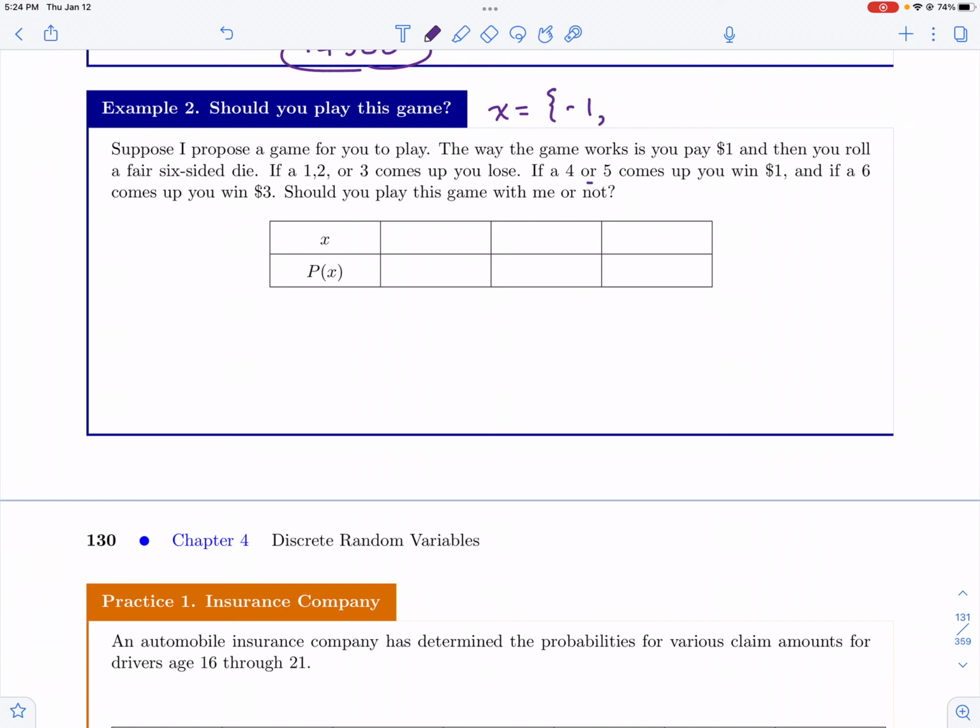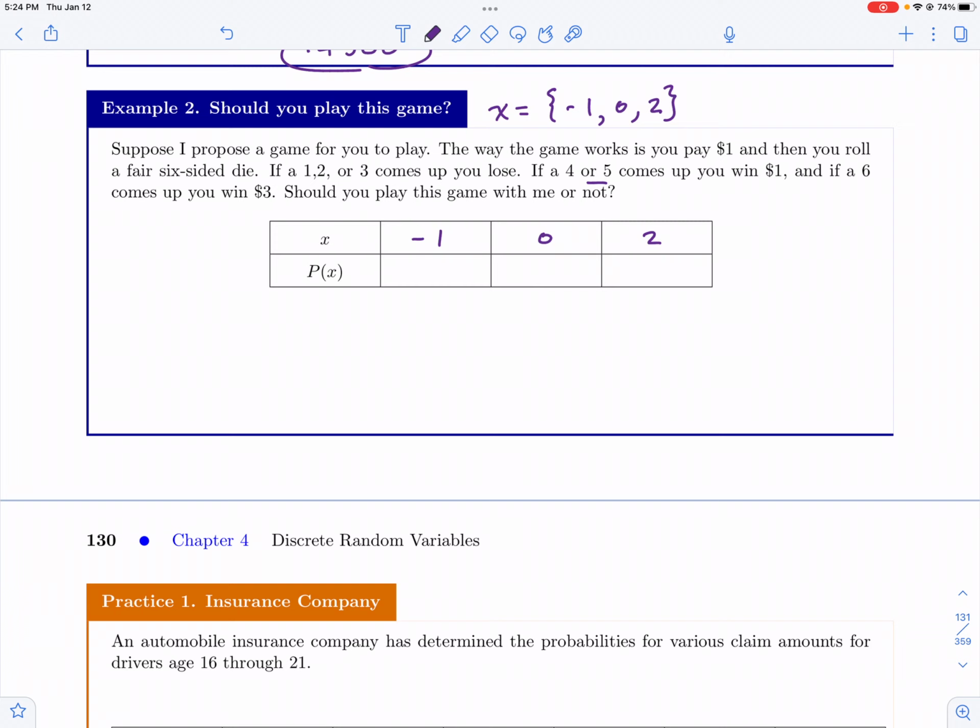For a 4 or 5, when it says we win $1, that just means we get the exact same dollar back. We gave them $1, they gave us $1 back, so we just break even. And then if a 6 comes up, we win $3, but remember we gave them $1 originally, so we end up just winning $2 in that case. So our possible outcomes are going to be -1, 0, and 2. We'll go and fill those out on our chart.